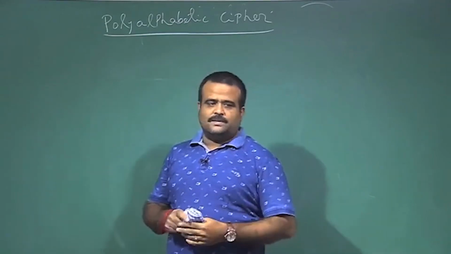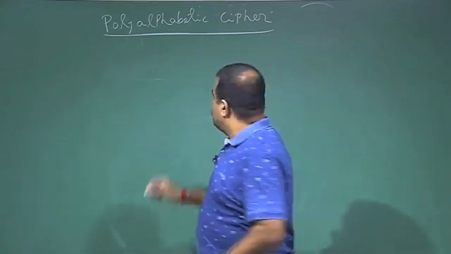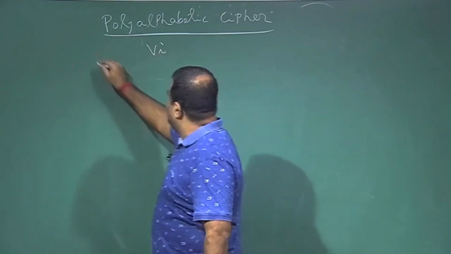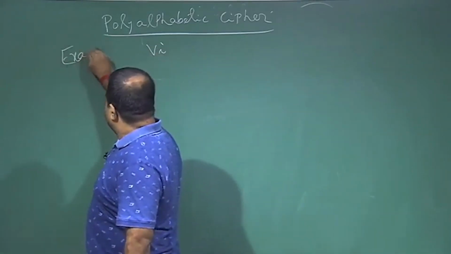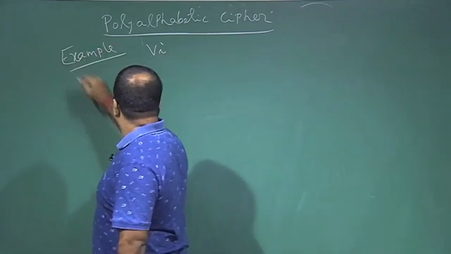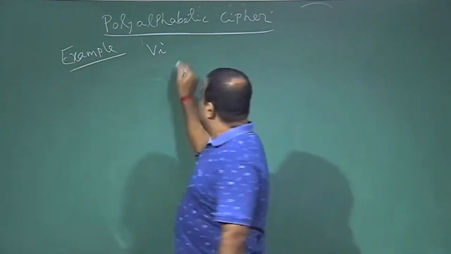So, we will come to an example. This is called the Vigenere cipher. It is the first example of a polyalphabetic cipher we will talk about.